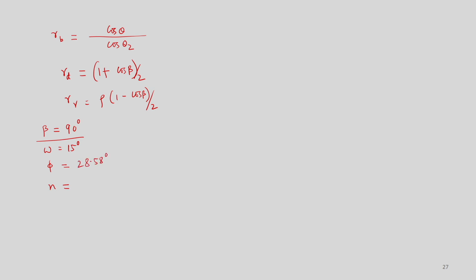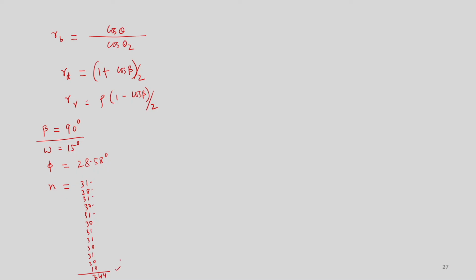Phi is 28.58 degree, and n we can count starting from January: 31, then 28, 31, 30, 31 for January, February, March, April, May, June, July, August, September, then October, November, then 10. So this will be calculated to be 344.